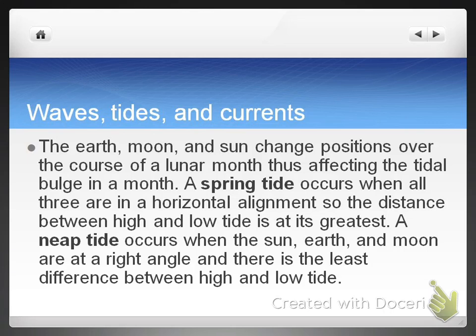The neap tide is where you have the least distance between the waterline of high and low tide, and it's going to occur when the sun, moon, and earth are at a right angle relationship, and so there's not going to be quite as much difference in each of those 6-hour changes.